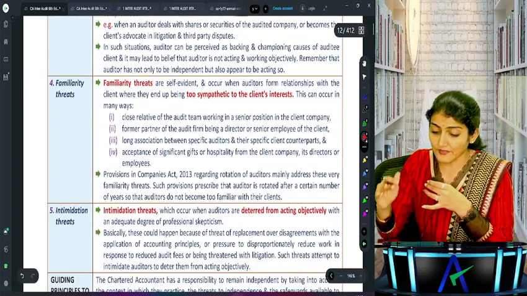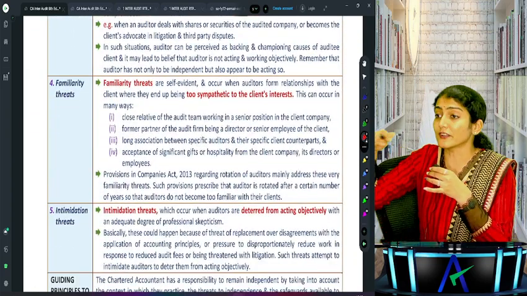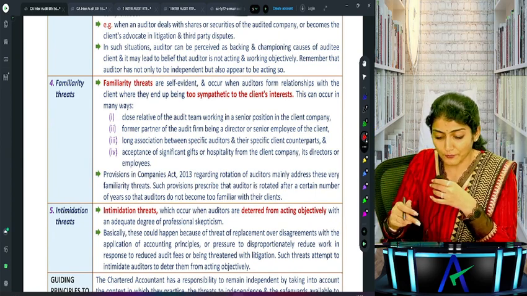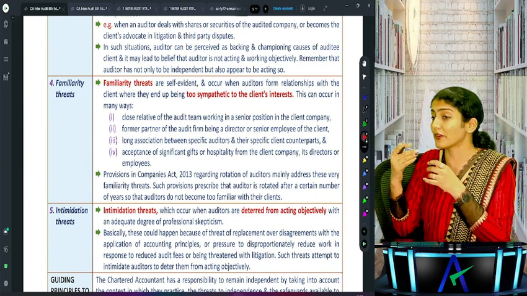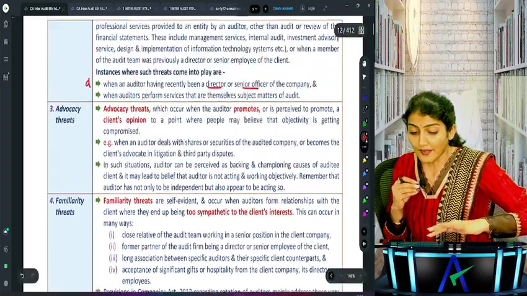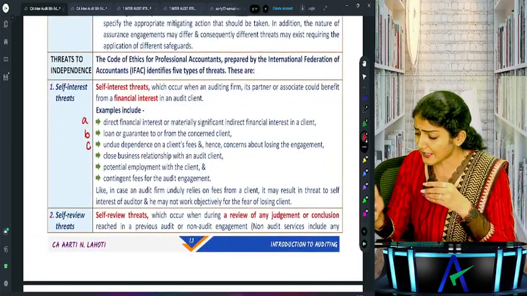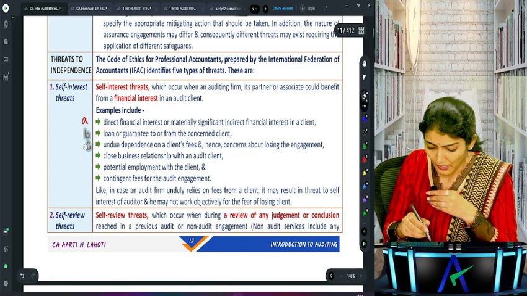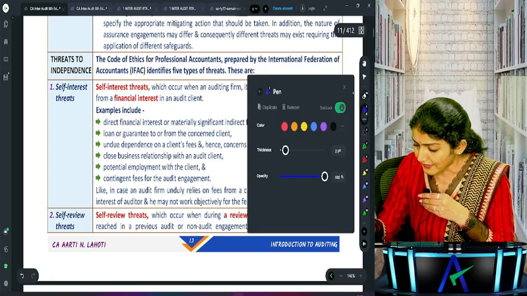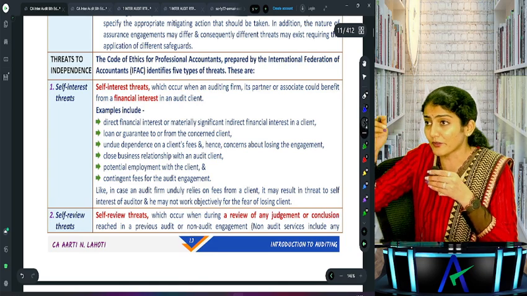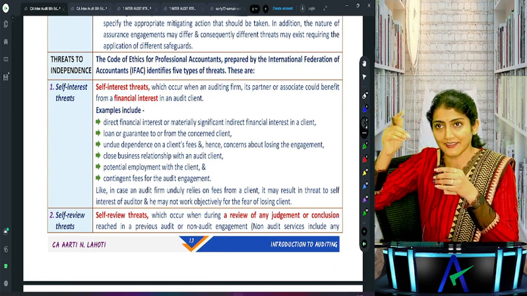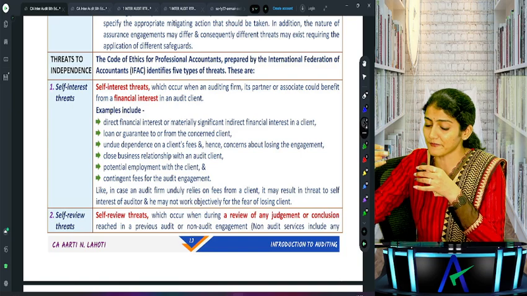Then they can again ask which of the following is not a familiarity threat, and again put 2 or 3 points from here and 1 point from somewhere else. Also they ask questions in the correct, incorrect format. What mismatch do they do in the correct, incorrect? They take the name of one and they patch the definition of another.